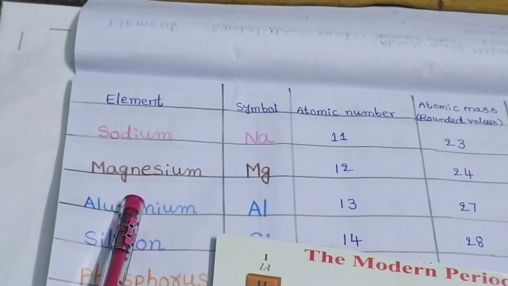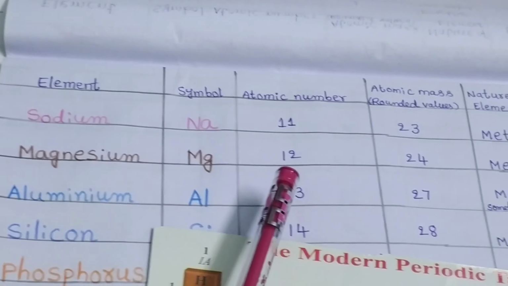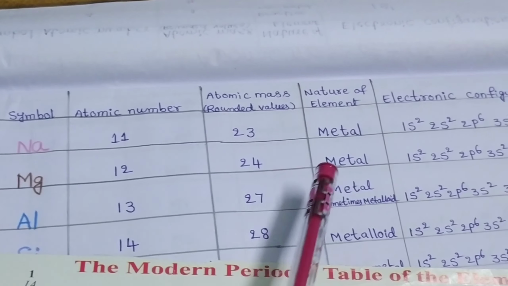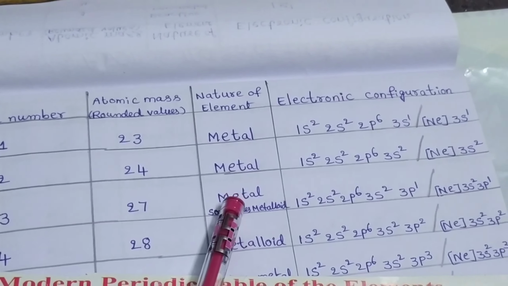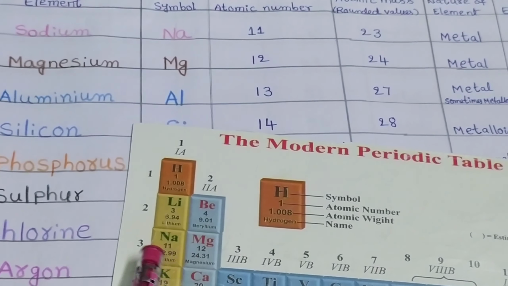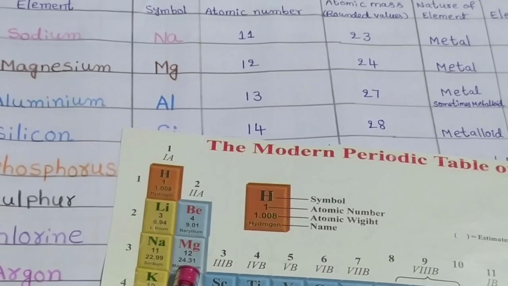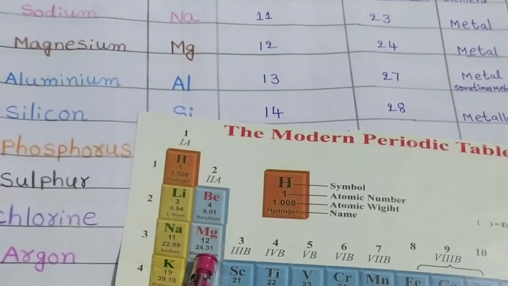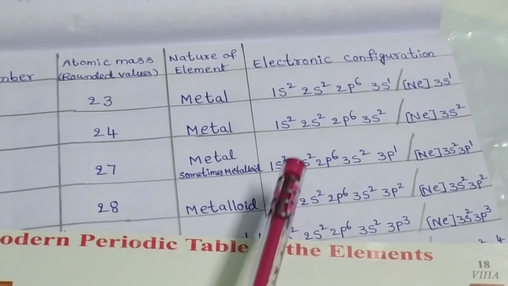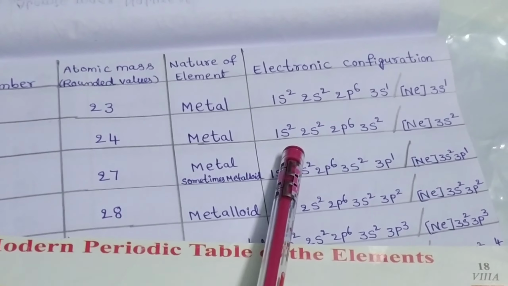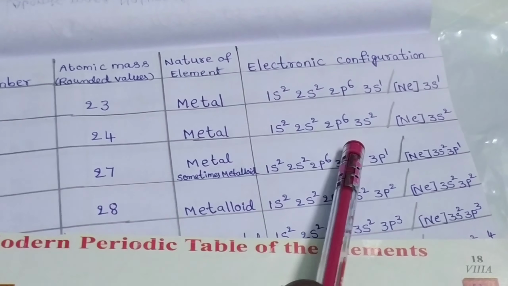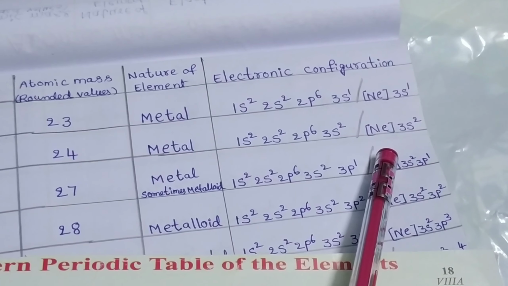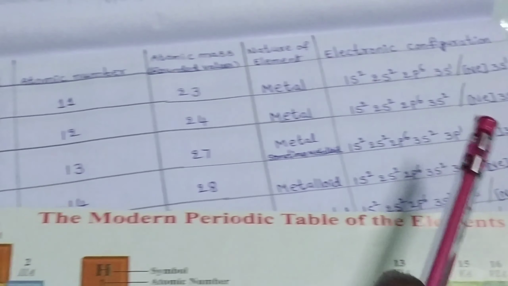Next, magnesium. Symbol Mg, atomic number 12, atomic mass 24. It is an example of a metal. Magnesium is present in the third period, in the second group. That means it is an s block element. So the general electronic configuration can be written as 1s2, 2s2, 2p6, 3s2. In shorthand notation, we can write it as neon 3s2.